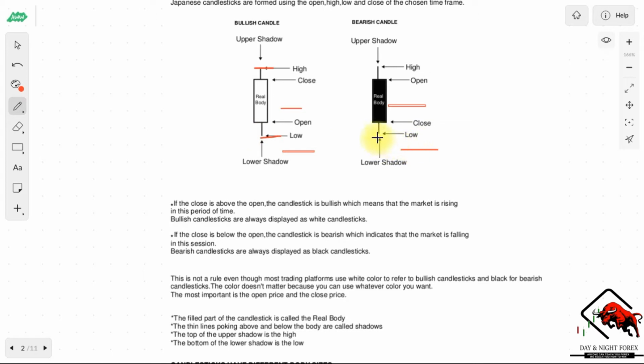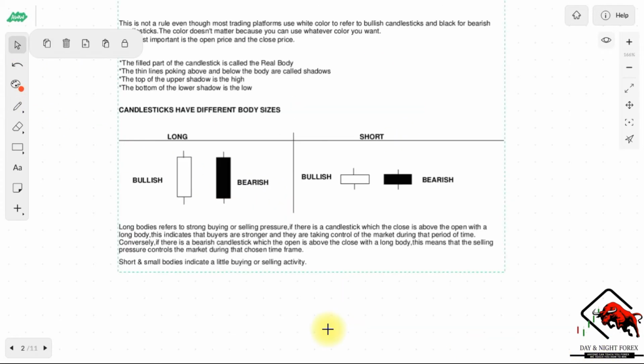It's exactly the same whether it's a bullish or bearish candlestick: the high will always be the high, and the low will always be the low. That does not change. But anyways, what we want to focus on now is the candlestick sizes.